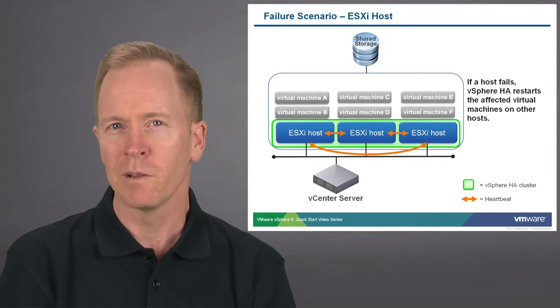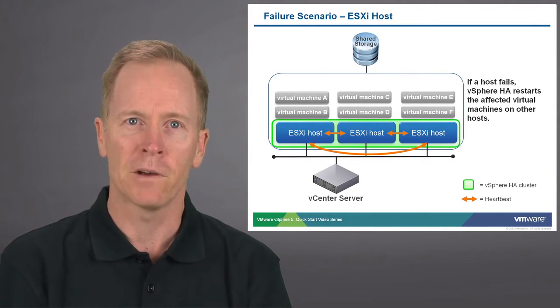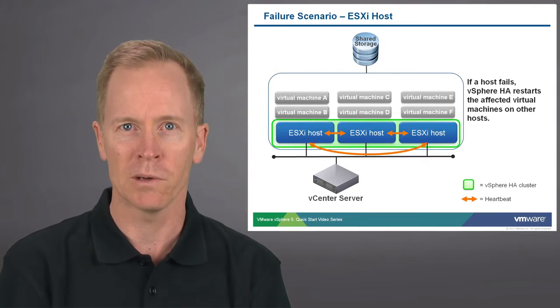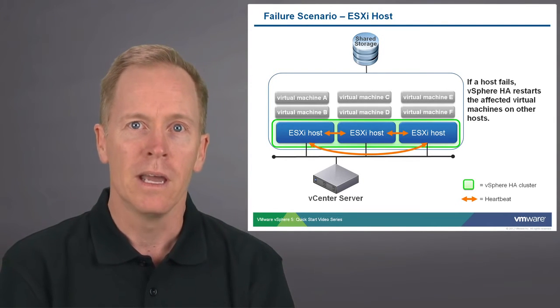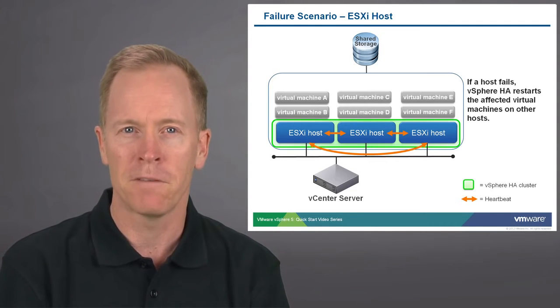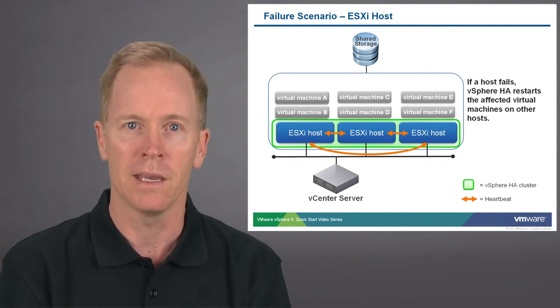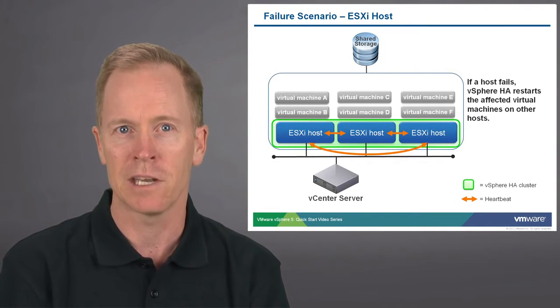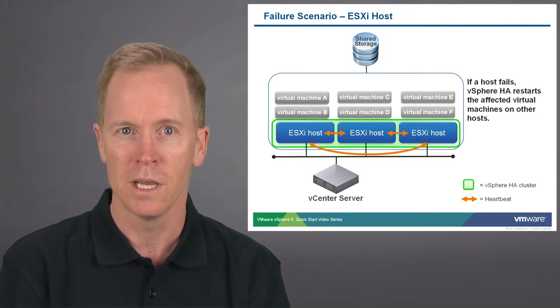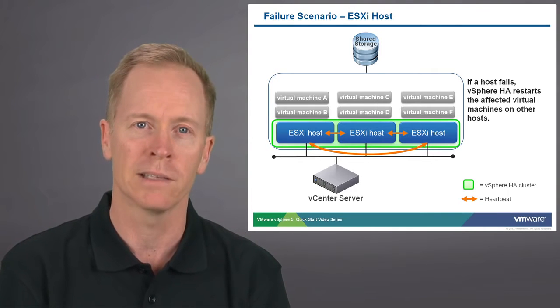So in this slide, we take a look at the first of our three failure scenarios. This is the scenario where the ESXi host itself crashes or loses power. As you can see here, to protect us from this type of failure, we need to first set up a HA cluster, which we illustrate here with the green box. In this HA cluster, we have three hosts. In the world of clustering, we'll refer to those as nodes.